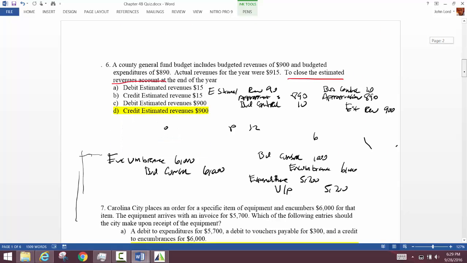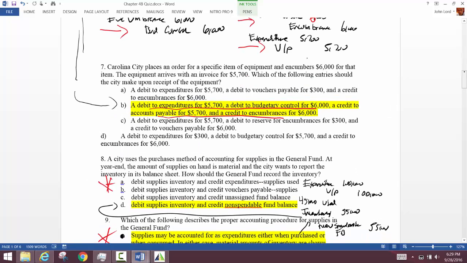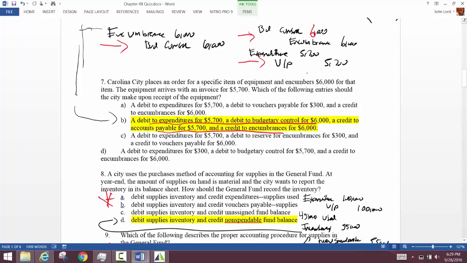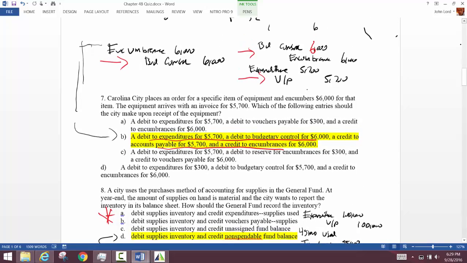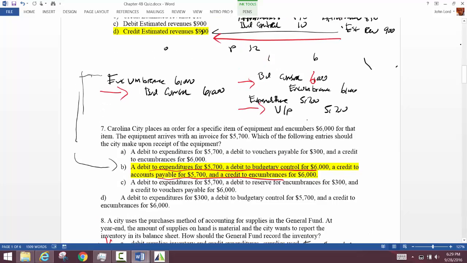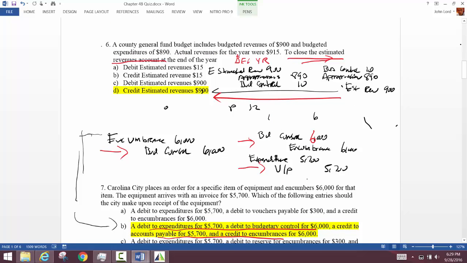And we say that the county general fund, number 6, the county general fund includes budgetary revenues of $900,000 and budget expenditures of $890,000. Actual revenues for the year were $915,000. To close the estimated revenue account, and notice, guys, we do what?